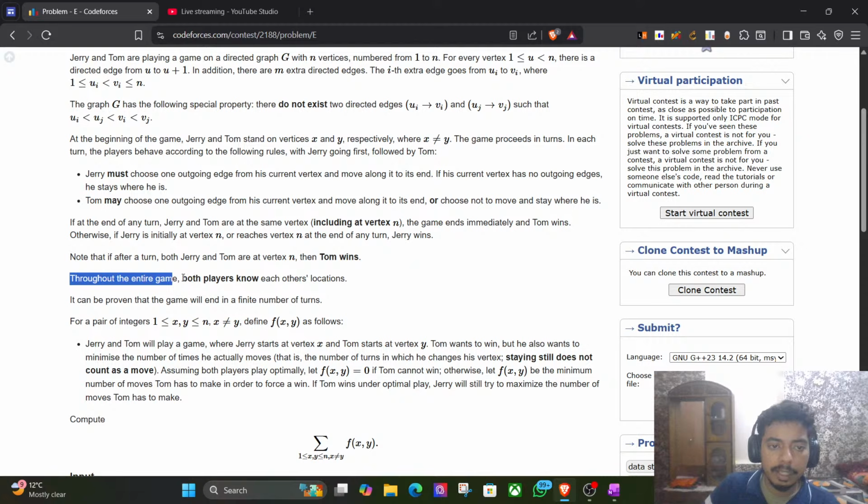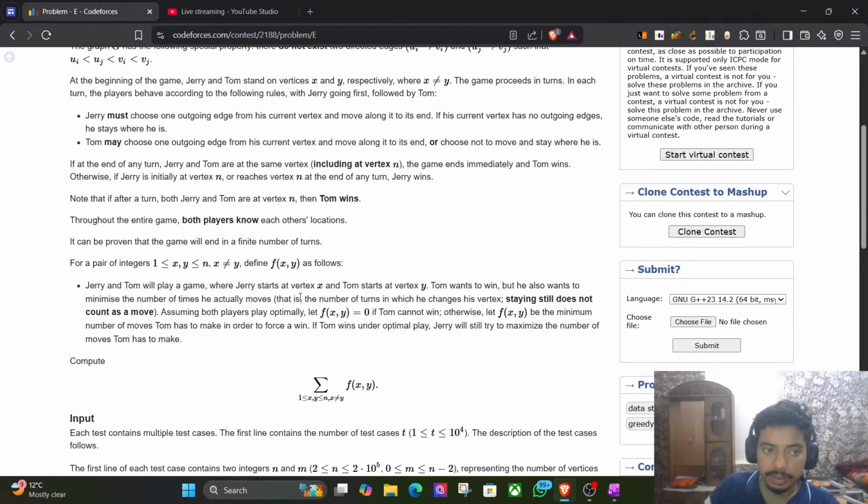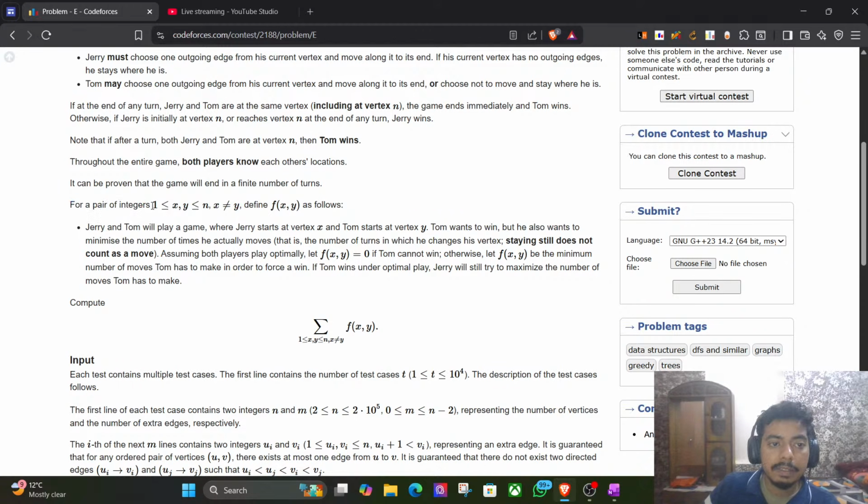Throughout the entire game, both players know each other's location. It can be proven that the game will end in a finite number of turns. For a pair of integers with 1 ≤ x < y ≤ n, x not equal to y, define f(x,y) as follows. Jerry and Tom will play a game where Jerry starts at vertex x and Tom starts at vertex y. Tom wants to win, but he also wants to minimize the number of times he moves, that is, the number of turns in which he changed vertex. Staying still doesn't count as a move.